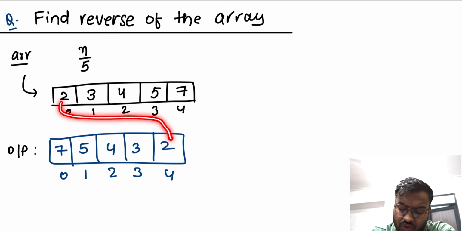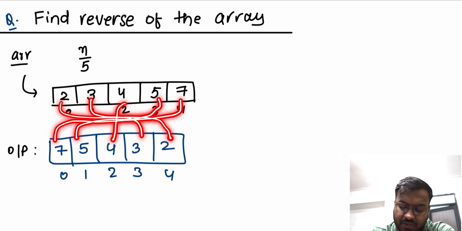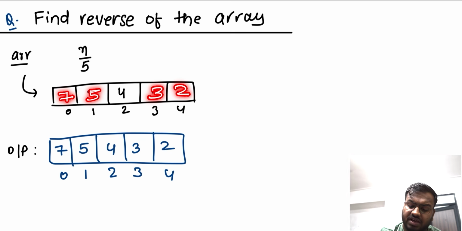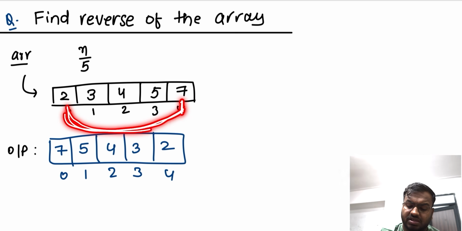So first has been moved to this particular place, second has been moved to this particular place, third is the same, fourth has been moved to this particular place, and fifth has been moved to this particular place. Clear? So if you see, the numbers have been swapped from the first and last. For example, in this case, 7 and 2 have been swapped. Then after, 5 and 3 have been swapped, and then 4 is swapped with itself. So if you swap a number by itself, then nothing is going to change. So what is happening here, the first and last elements are swapping.